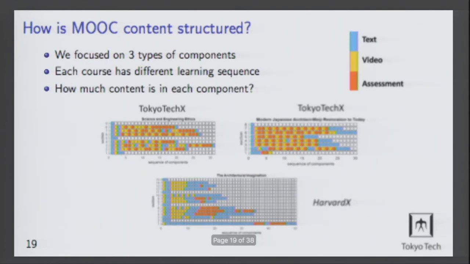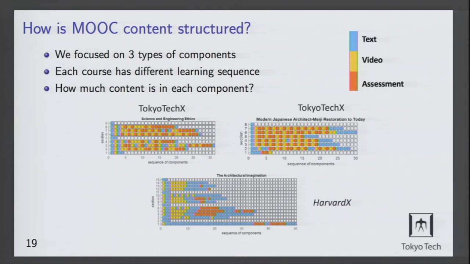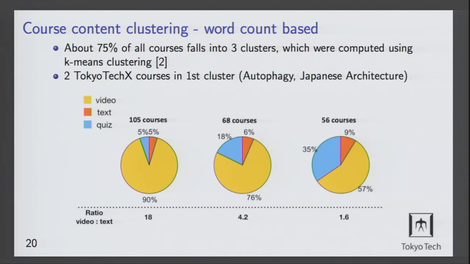After that, this kind of diagram gives a good representation of the content distribution, but it doesn't say how much content is within each component. So that's why we decided to look at how much content is in each component, and we identified that based on word count. We identified that there are 75 courses which are video-based, and if we cluster these courses using k-means clustering, we can further subdivide them into 3 groups, which we can call strongly video-based, with 90% of the content in video, and less strongly video-based courses.